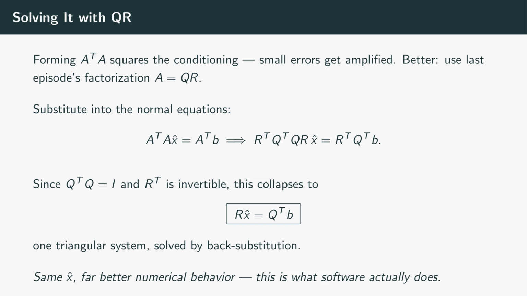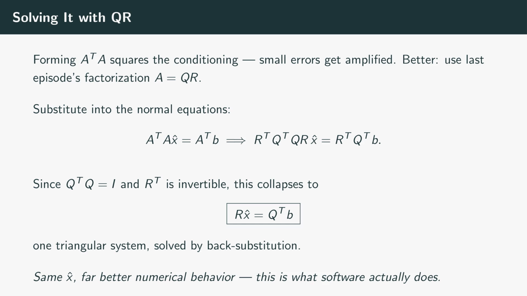Substitute A equals QR into the normal equations. On the left, you get R transpose Q transpose QR, but Q transpose Q is the identity, so the middle vanishes. On the right, you get R transpose Q transpose b. Cancel the common R transpose from both sides, it's invertible, and the whole thing collapses to a beautifully simple equation, R x hat equals Q transpose b.